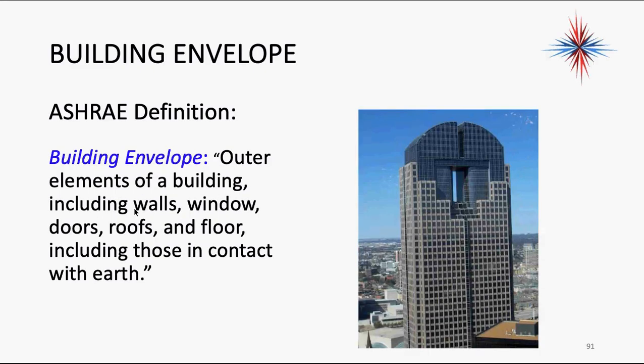So ASHRAE, which is the engineers' association, they have way too much time on their hands. They have a definition for this, of course, because they have a definition for everything. The building envelope is the outer elements of a building. It includes the walls, the windows, the doors, the roofs, and the floor, including those in contact with the earth.